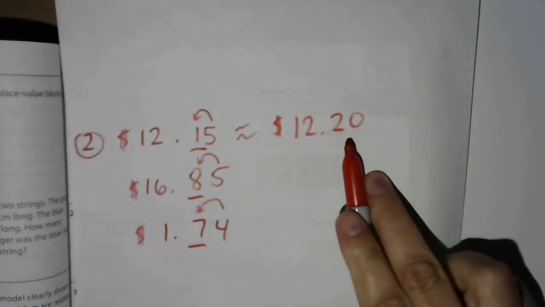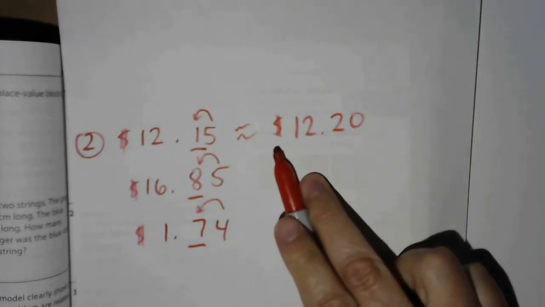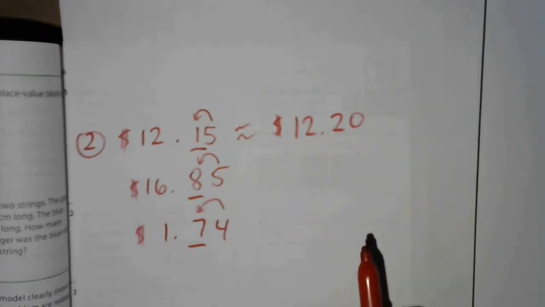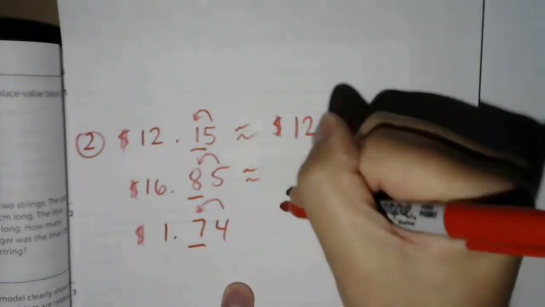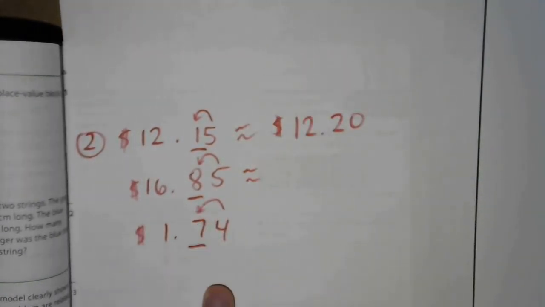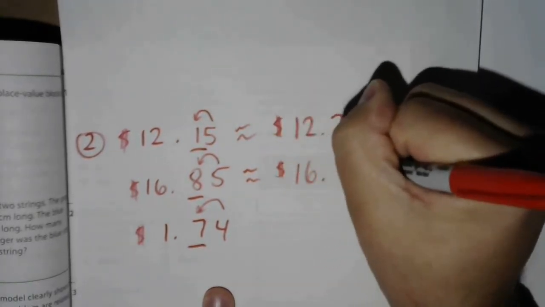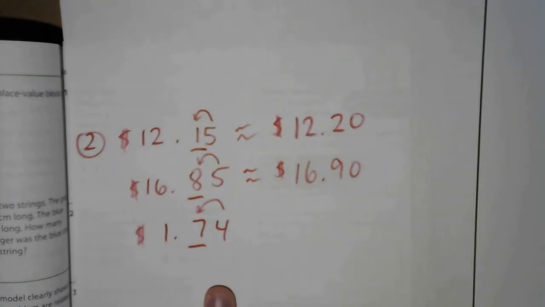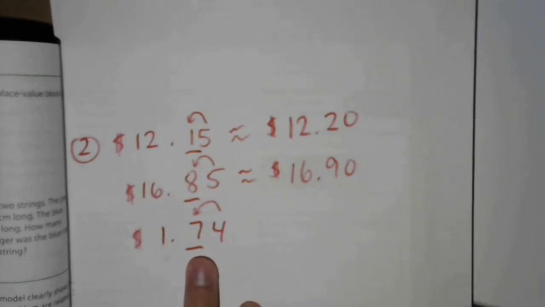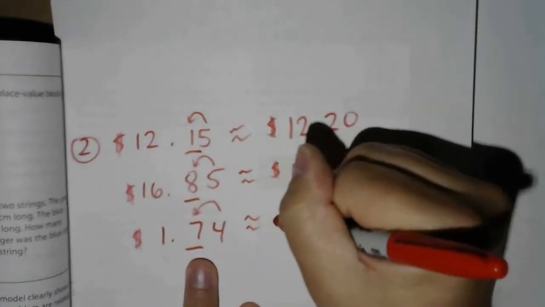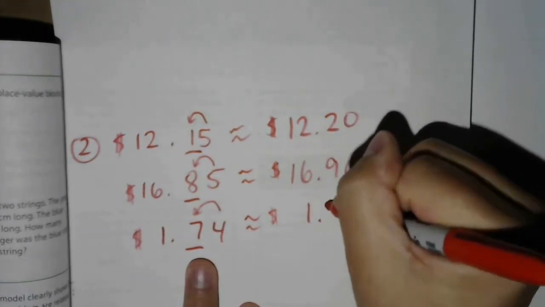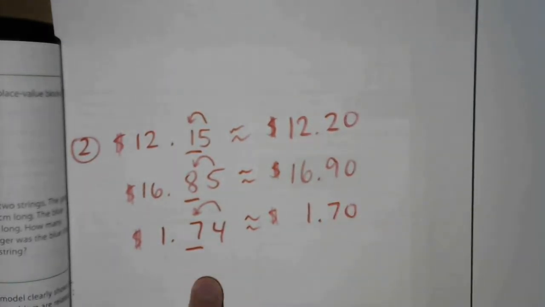Notice I put that 0 on there because we're talking about money. I always want to keep that 0 because when we talk about money, we always go to the hundredths place. Okay, I've got another one. The 5 tells the 8 to go up. Round up. So now I have $16.90. And the 4 tells the 7 to stay there. That's going to be $1.70. Notice that my decimals are lined up.